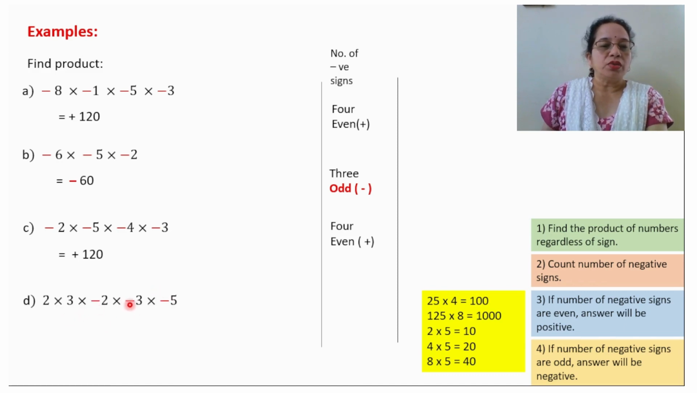Total number of negative signs are 3. 3 is an odd number. Answer will be negative. Now, many numbers are there. If you will go 2 3s are 6, 6 2s are 12, 12 3s are 36, 36 5s are, you will take time for multiplication. So here we will use suitable rearrangement. So we know that 5 2s are 10. Keep this number in your mind. 2 3s are 6, 6 3s are 18. 18 into 10 will give you 180 with the minus sign. So the answer will be minus 180.